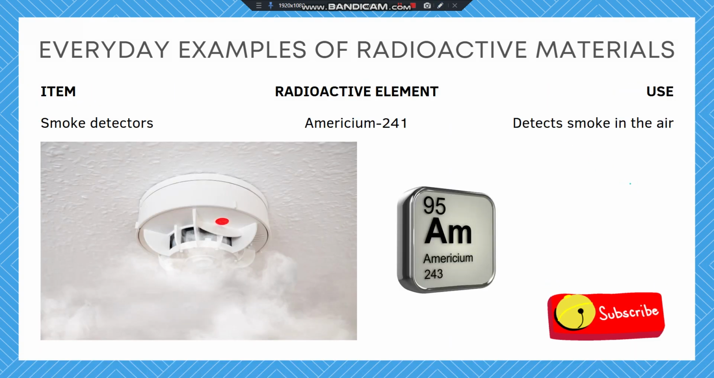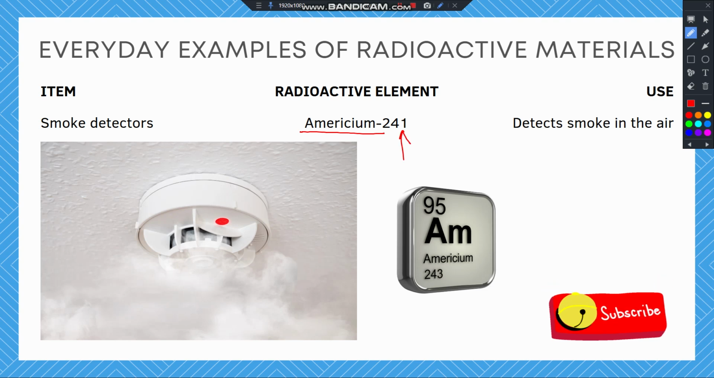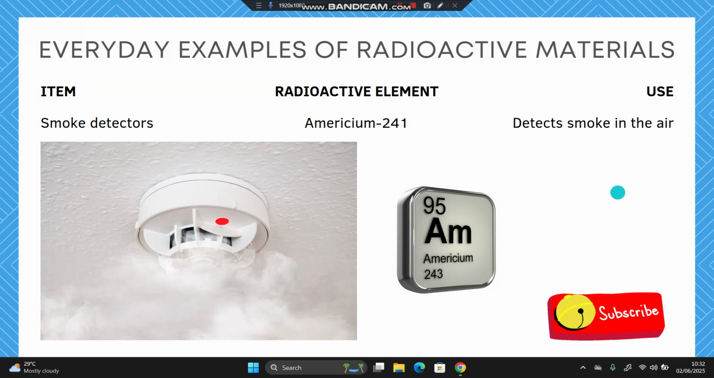Number one, we have the smoke detectors. Smoke detectors actually contain the radioactive element called americium, americium with the mass number 241. Now, the presence of these elements makes smoke detectors able to detect smoke in the air. I'm sure many of you never knew about this up until now.